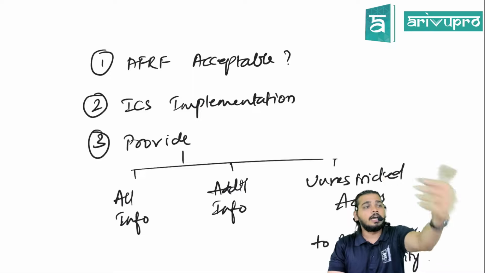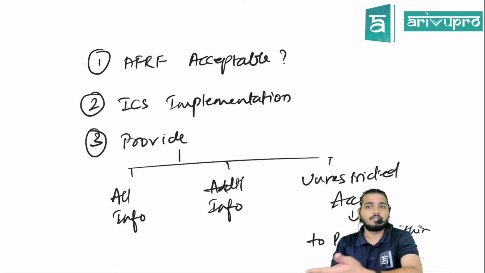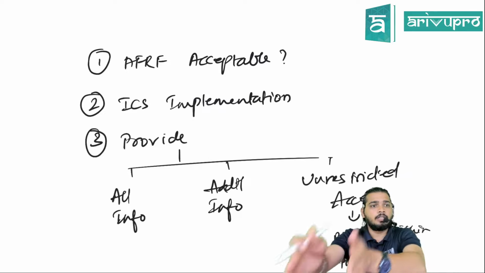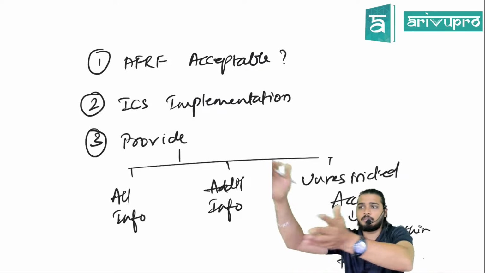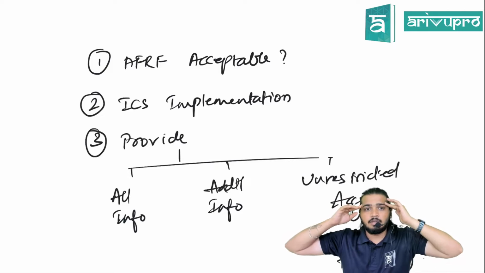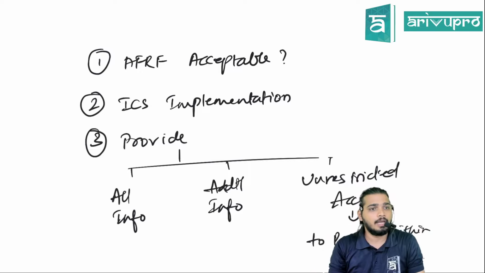Clear? So this is a guide for you to make your own short notes. Now tomorrow when I am revising, I will revise only this. I will not determine whether AFRF is acceptable or financial reporting framework is acceptable or no. That will be there in my mind. But when I write, I just write AFRF acceptable, question mark. What do you mean by question mark? Acceptable or no?